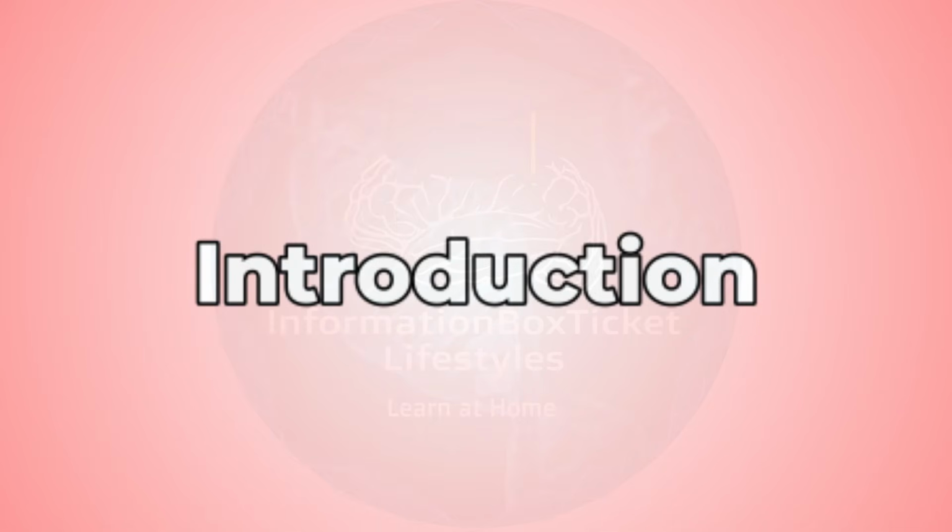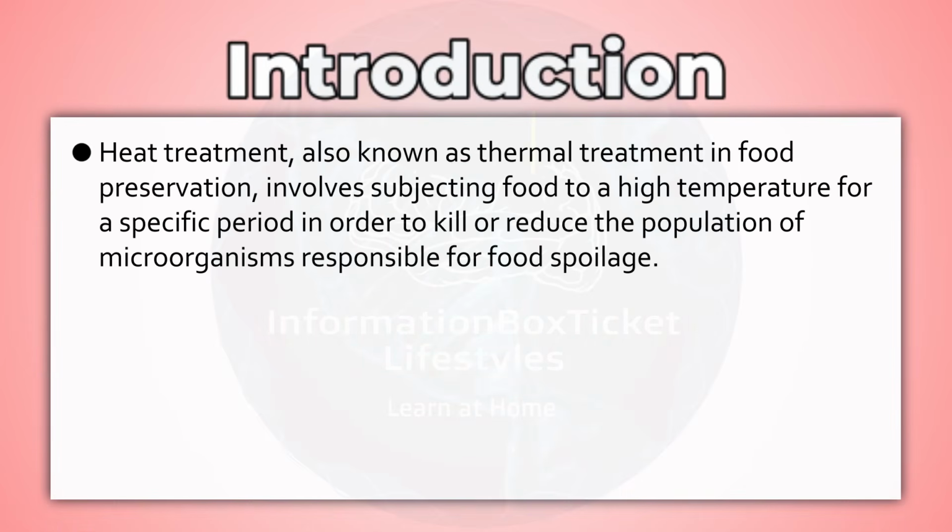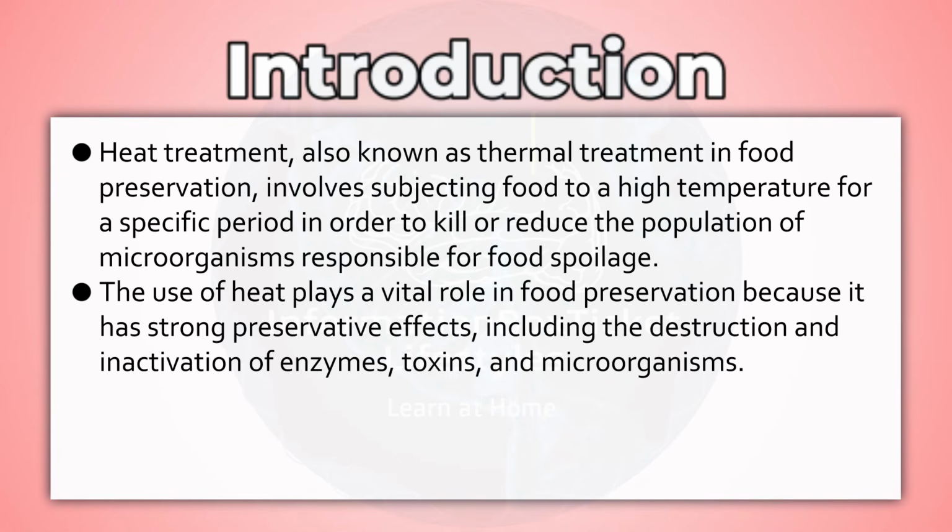Introduction to heat treatment. Heat treatment, also known as thermal treatment in food preservation, involves subjecting food to a high temperature for a specific period in order to kill or reduce the population of microorganisms responsible for food spoilage. The use of heat plays a vital role in food preservation because it has strong preservative effects, including the destruction and inactivation of enzymes, toxins, and microorganisms.